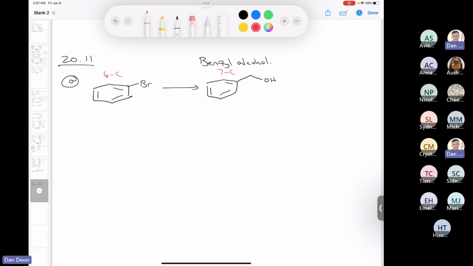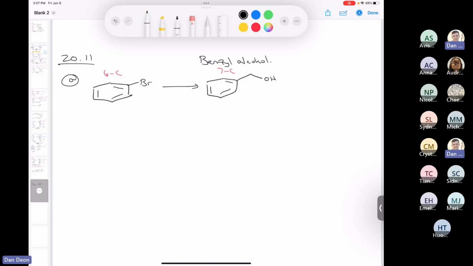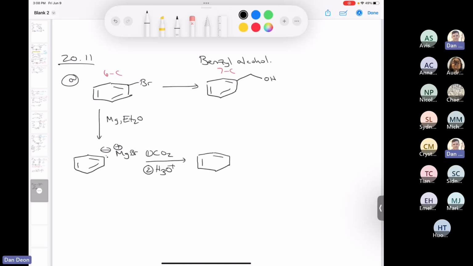Anybody come up with something? What about using a Grignard, right? Because we could convert the phenyl, the aromatic ring, into a good nucleophile. So what if we just treated this with magnesium and diethyl ether? Then we're going to make phenyl magnesium bromide. So let's write out phenyl magnesium bromide. So that's this, okay? And now we just need to treat it with some kind of electrophile. So we could treat it with something like carbon dioxide and then follow it up with H3O plus acid, and that is going to give us benzoic acid.